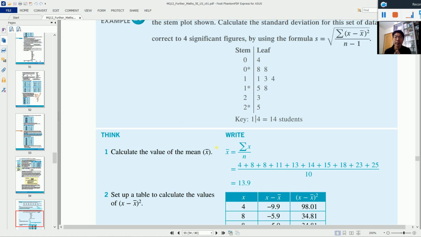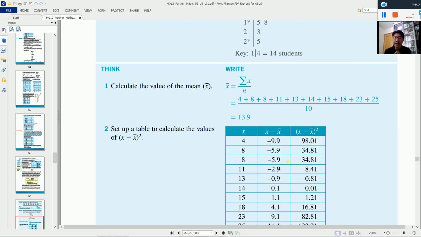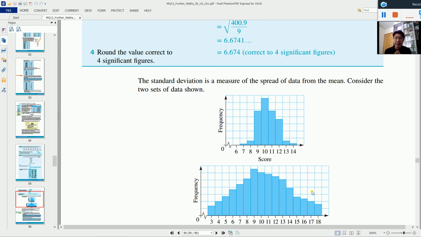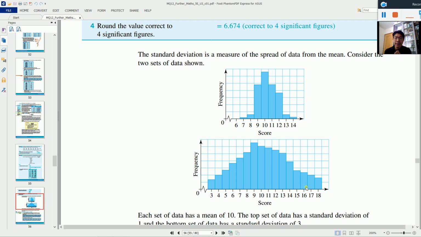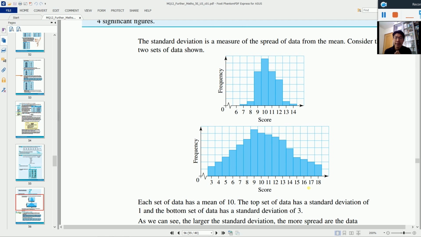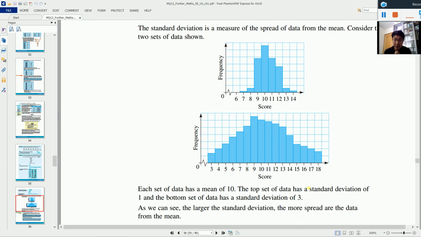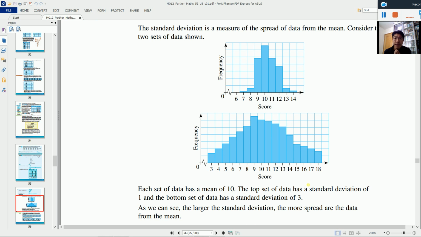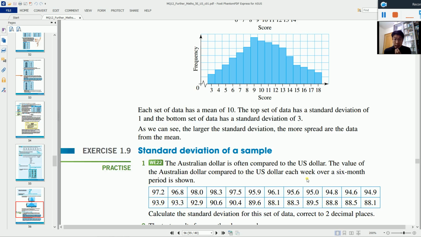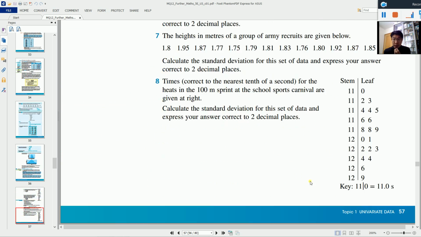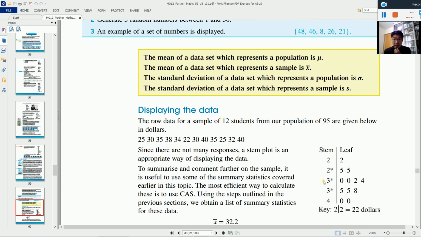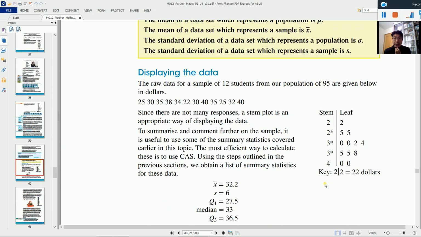So this is from the book. You can tell we have exactly the same tables. This one is much bigger, and you can find the totals. Exercise 1.9. Let me see. Yes, that's the one. Very good.